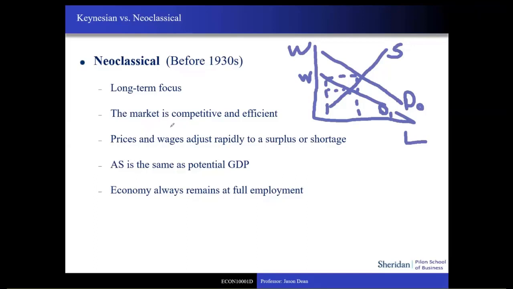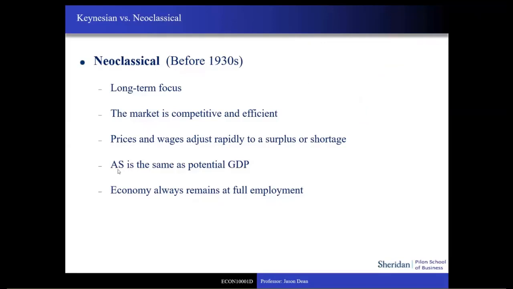So their idea was that the short run aggregate supply was the same as the long run aggregate supply, as potential GDP. They just didn't have this concept of the short run being something to really be concerned about, since it would happen very quickly, and so the economy would always remain at full employment. Maybe a year or something like that, but the time that things can change would not be very long.